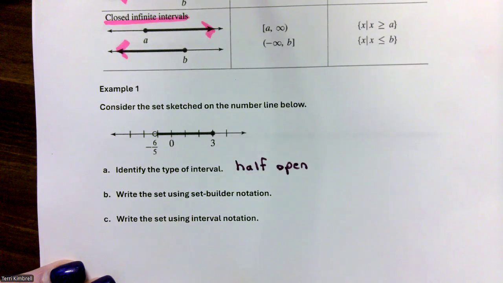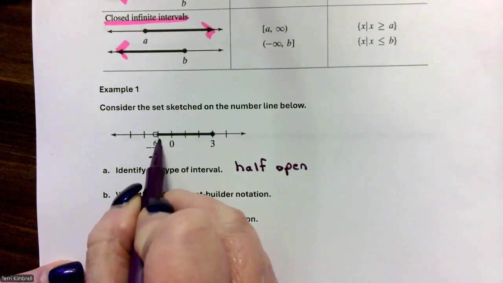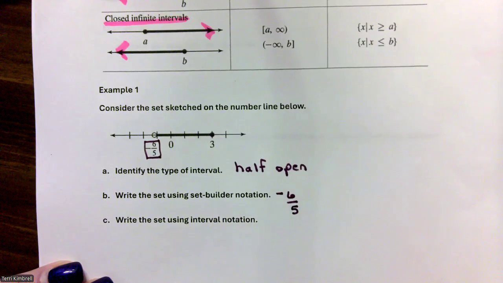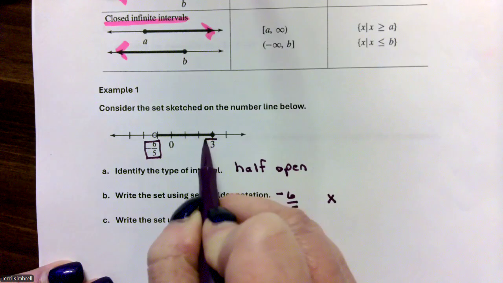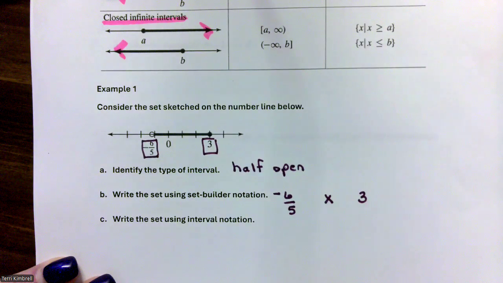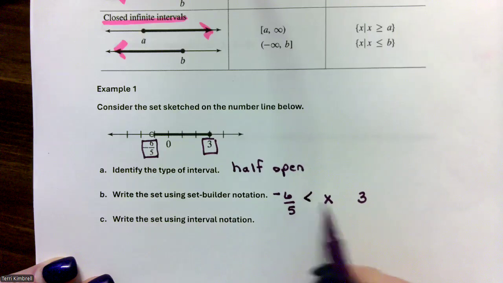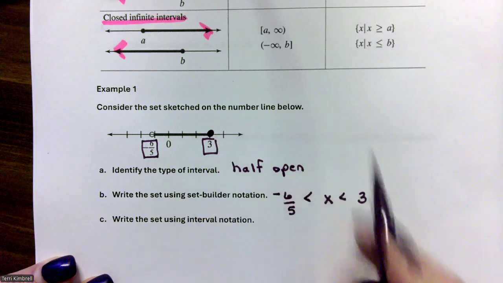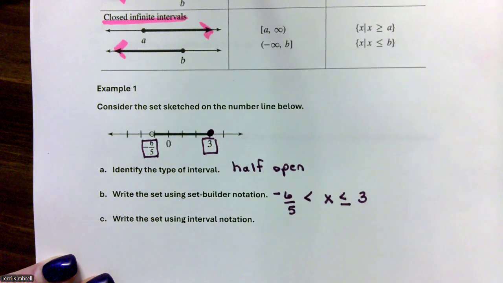Now we're going to try to write that with set builder. So we're going to start with our lowest number, which is going to be on the left. You're going to put your letter in the middle. You're going to put your highest number on the right. When it is in between, the arrows are going to point to the left. The part that is closed is going to be underlined.